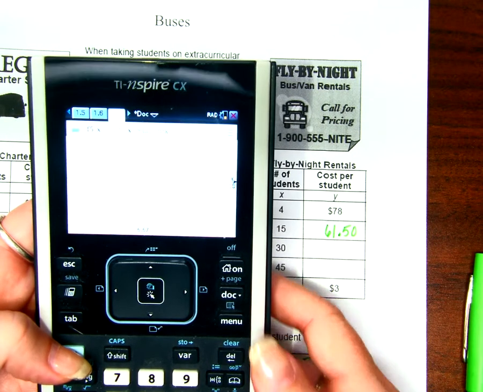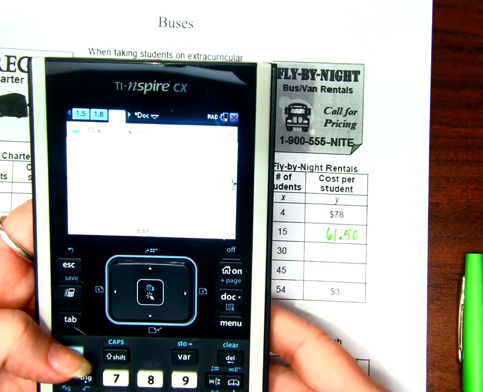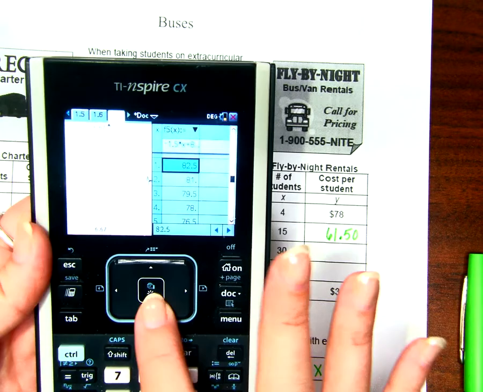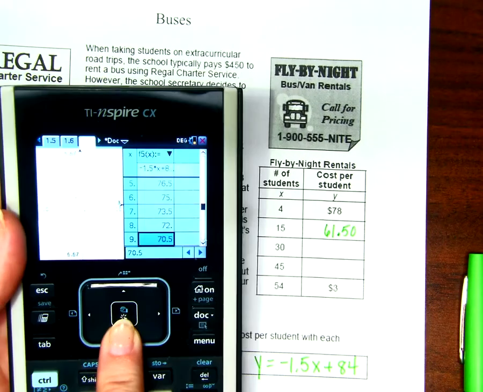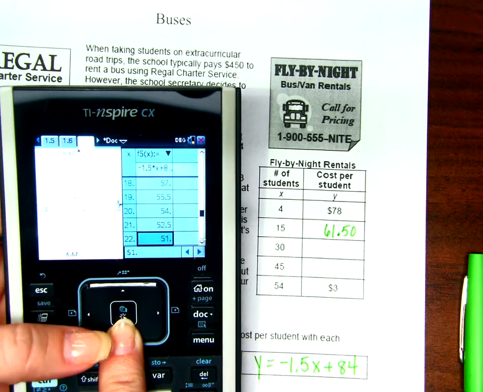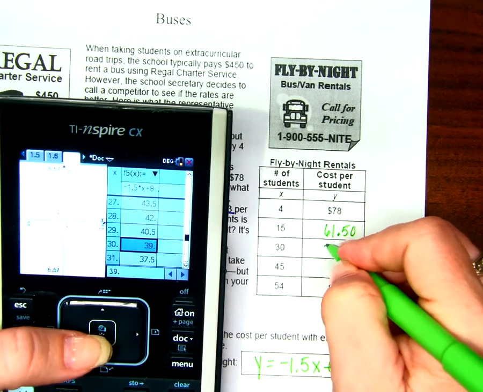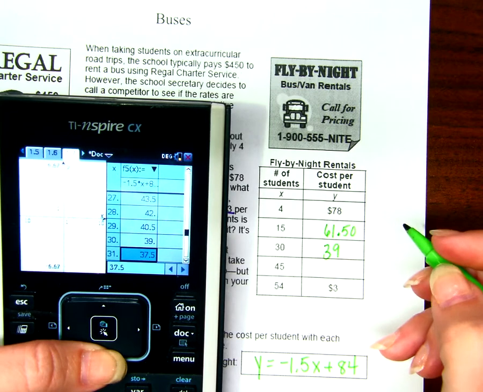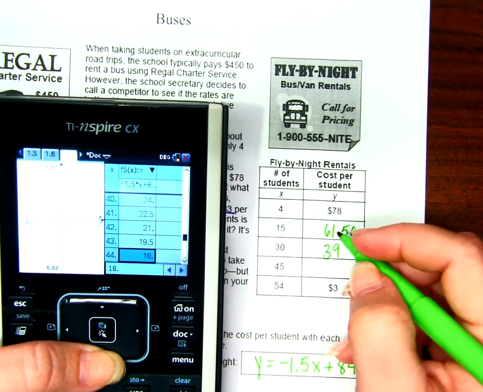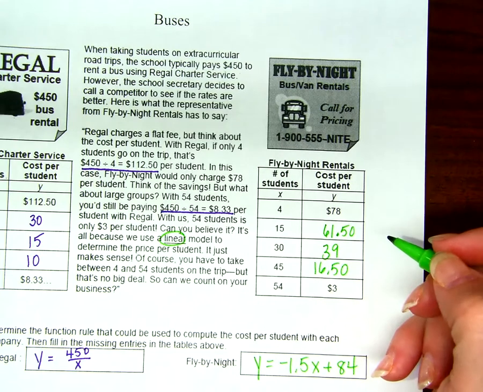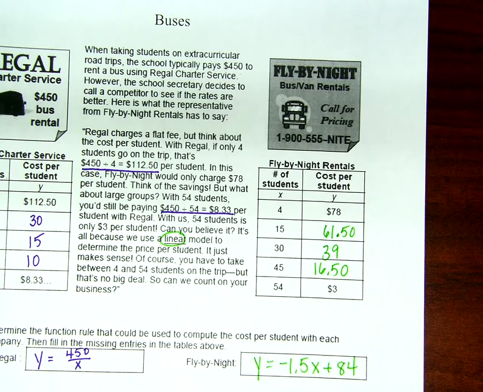Enter. Oh, seriously. Control T. Look at all the scrolling I have to do to get down to 30. Did you get 39? I know, it's so long to scroll to 45. Okay. But did we all get the same things? Okay. So just remember multiple ways. Okay.